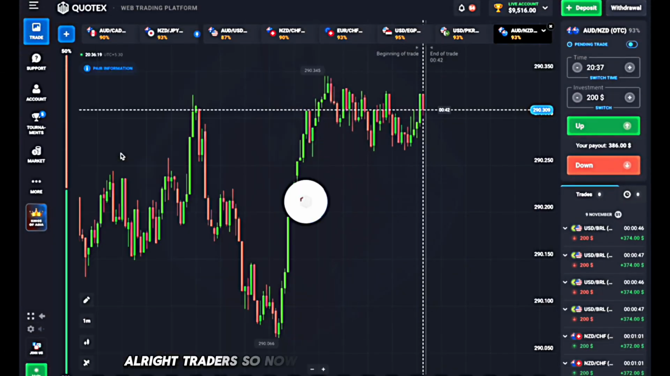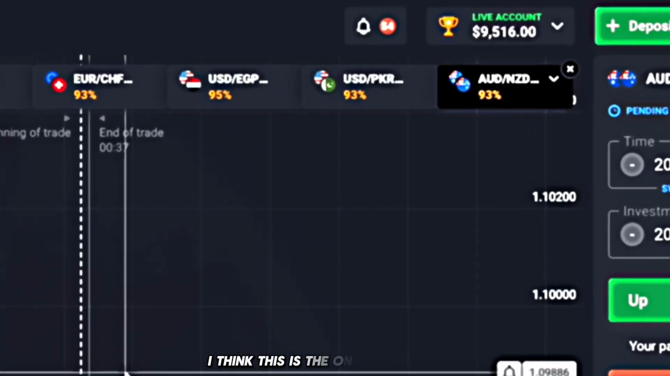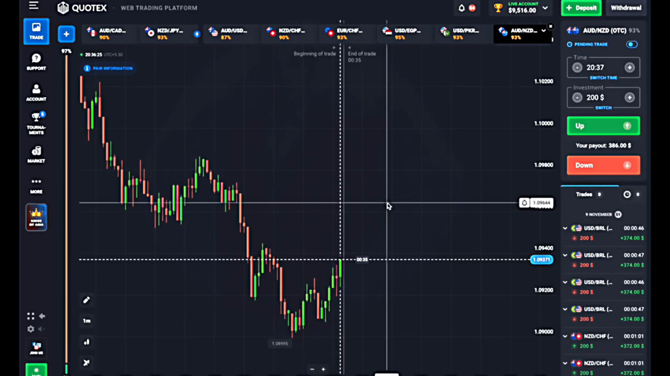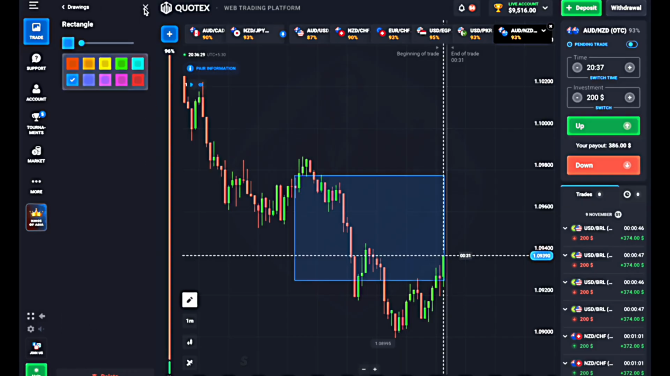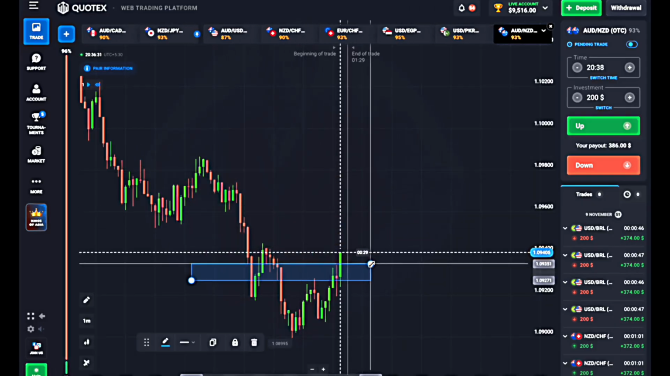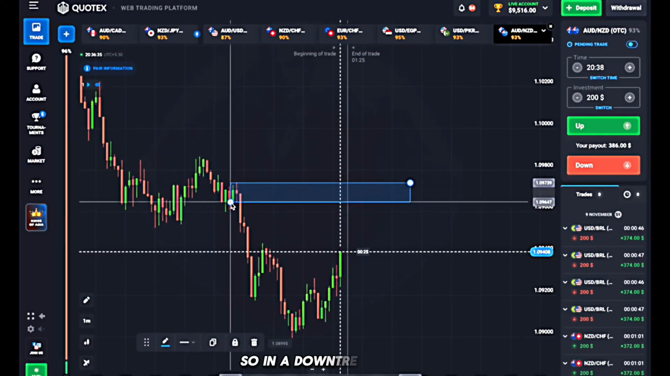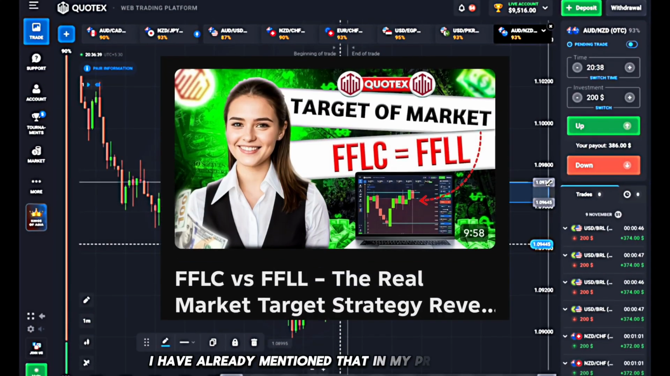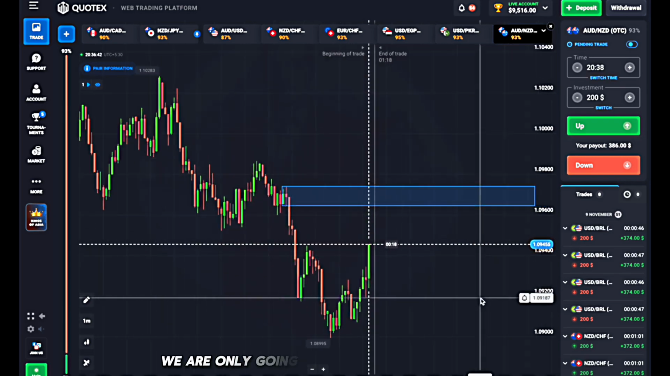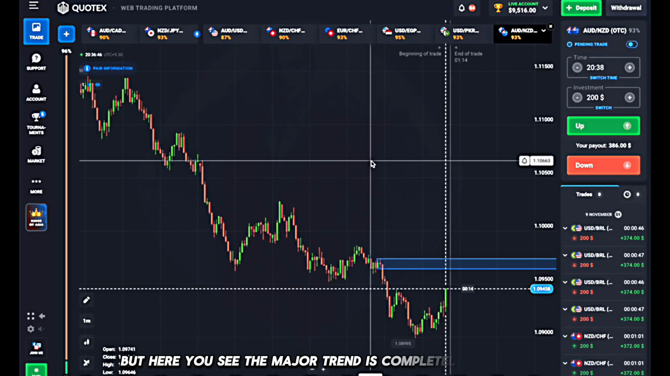Alright traders, so now let's find a perfect currency pair. I think this is the one, AUD. I have picked up this pair because this pair is moving in a downtrend, so we need a pair which is either going downtrend or uptrend. So in a downtrend market, we are only looking for supply zone. I have already mentioned that in my previous video. We are only going to look for put entry trade, but here you see the major trend is completely downtrend.